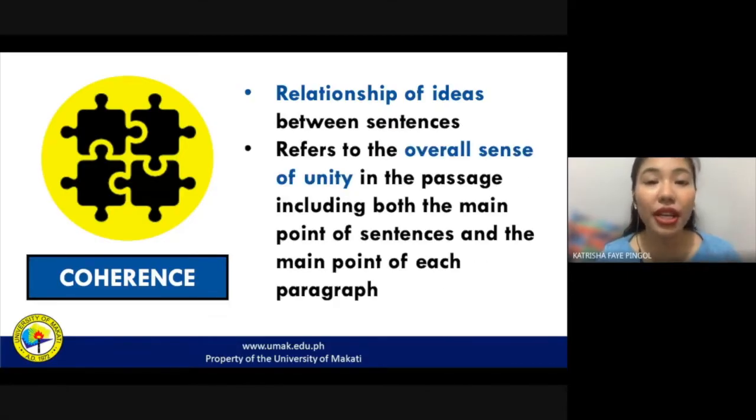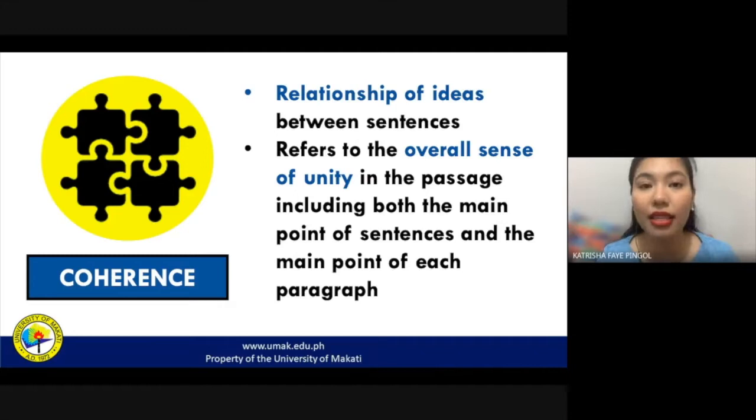Coherence may also refer to the overall sense of unity in the passage, including both the main point of sentences and the main point of each paragraph. So, when we say coherence, it's the overall sense of unity. Do all of the ideas that you have presented in your text match each other? Do they serve the same purpose? So those are some of the few questions that you can look into.